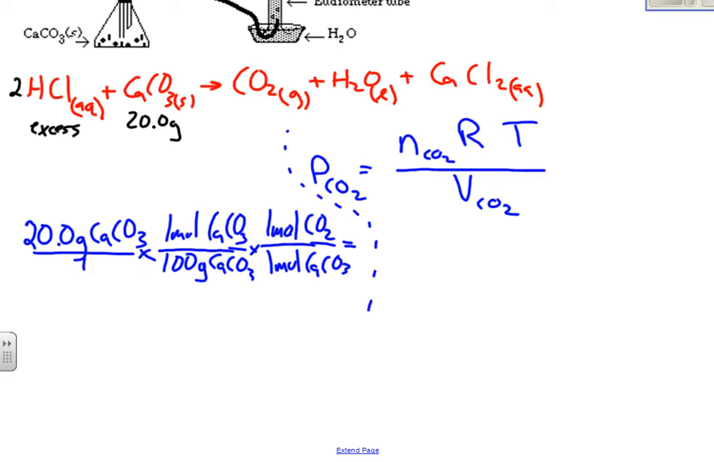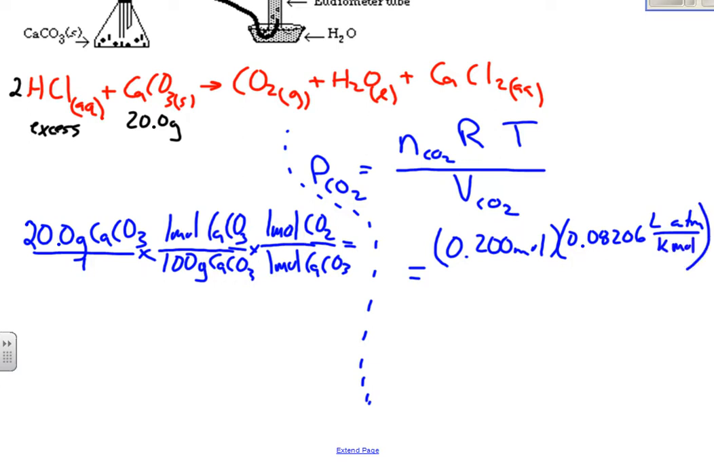So we can go ahead and continue on with our problem over here. Let me just clear some space here for us. So moles of CO2 ends up being 0.200 moles. R is 0.08206, again, liter atmospheres over K moles. So we've got to squeeze the temperature in there. Temperature, remember, was 298 Kelvin. We'll squeeze that right in there.